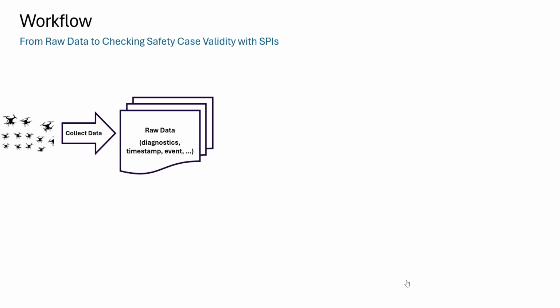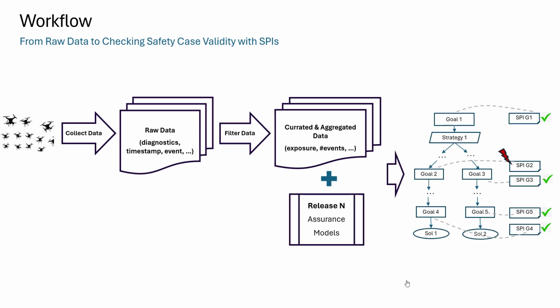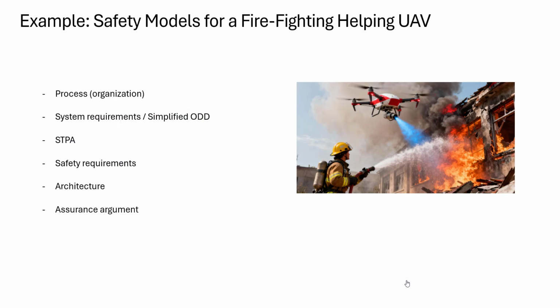Firstly, the data is collected from the fleet in form of raw data. This raw data is curated and aggregated in a subsequent step. And finally, this curated data is used as inputs for the SPIs-based checks of the validity of the safety case. In a previous screencast, we demonstrated the development phase verification of the safety case using FASTEN.